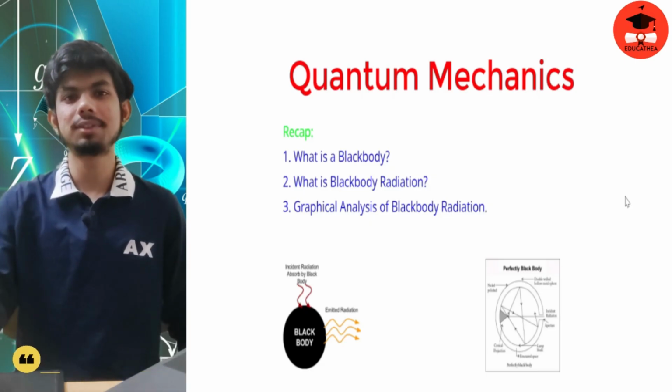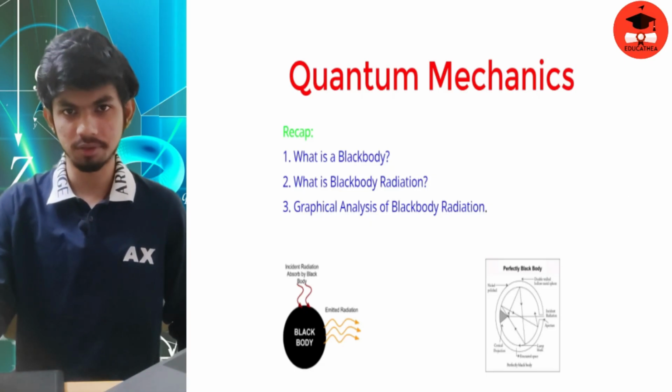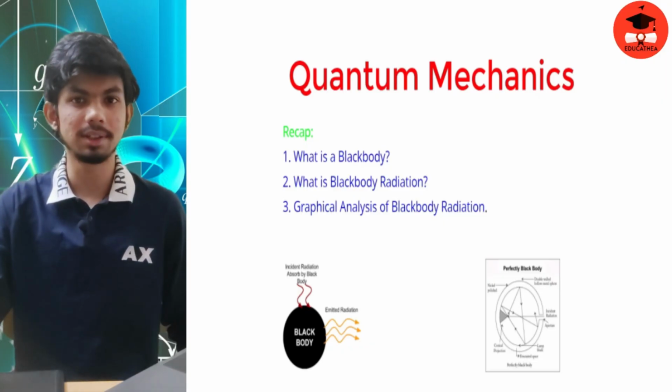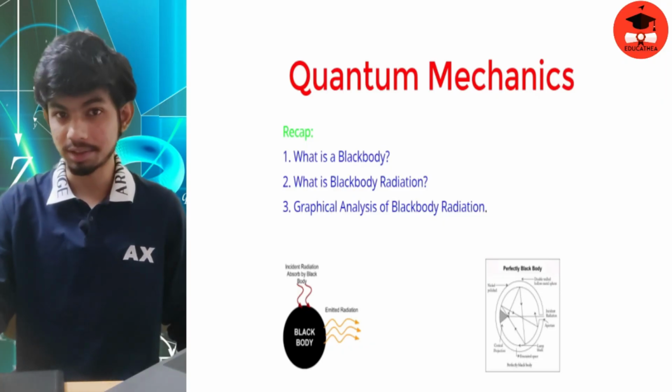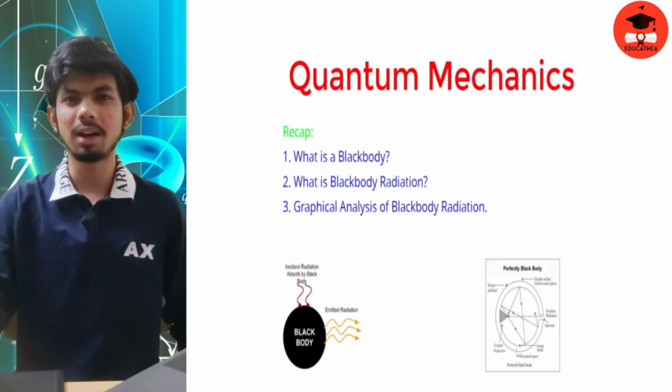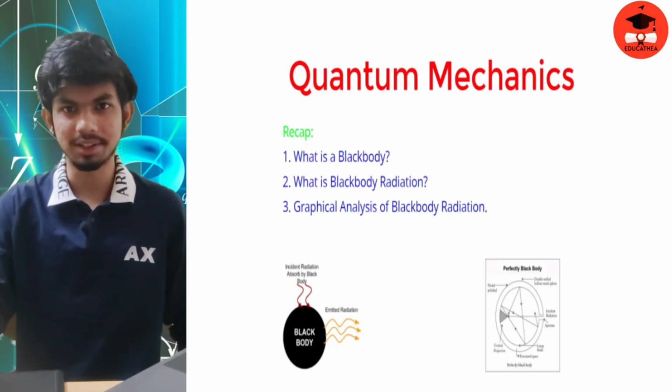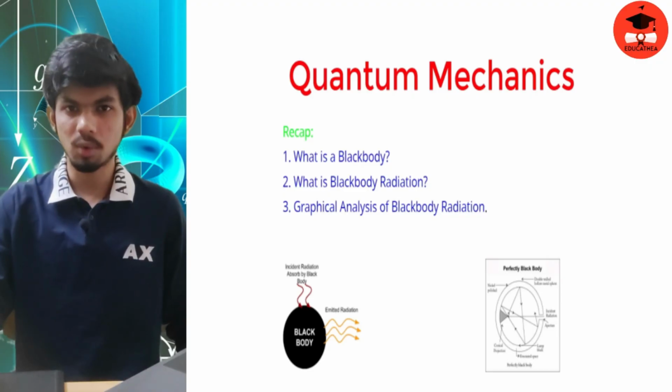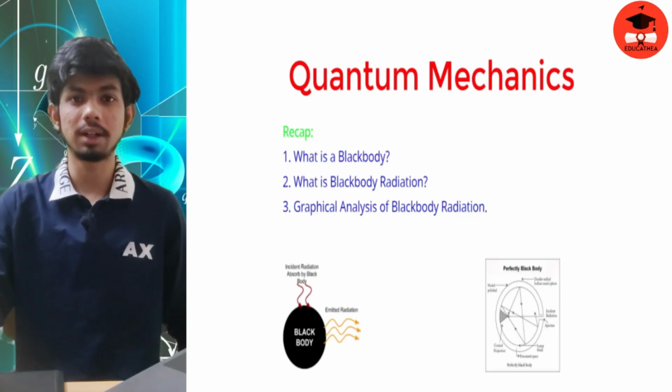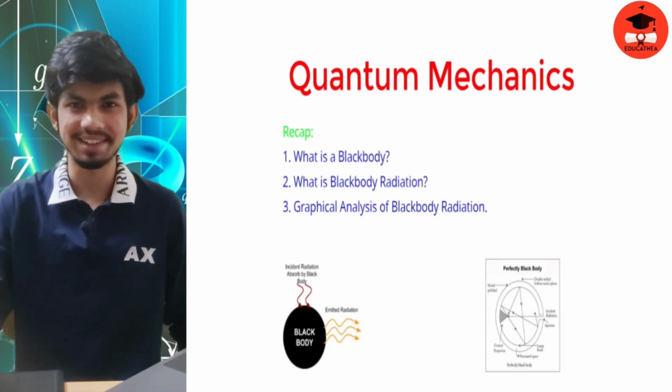So in our last video, we have seen a qualitative description of blackbodies. We have seen what a blackbody is and what blackbody radiations are. We have also tried to do a graphical analysis of blackbody radiations. In this video, we are going to describe the same phenomena quantitatively. Since we are giving you a quantitative description, this video is going to be a bit mathematical, so bear with me.